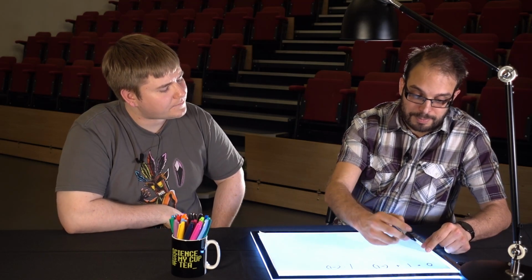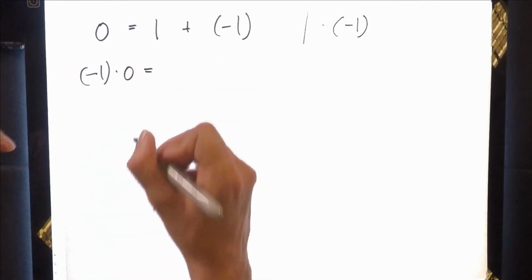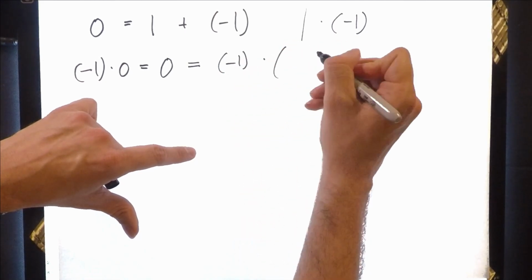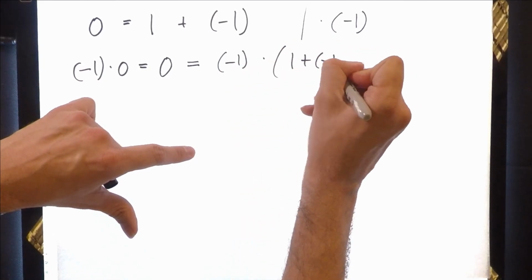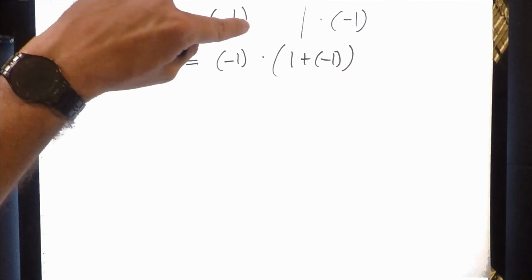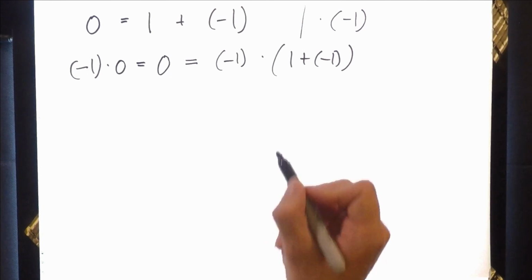And if you're multiplying 0 with minus 1, what do we get? 0. Yeah. So we're also multiplying the right-hand side with minus 1, so we'll write that down. Minus 1 times (1 plus minus 1). I had to put brackets because I'm multiplying the whole thing on the right, not just part of it. Okay. So I put these brackets to make it clear.